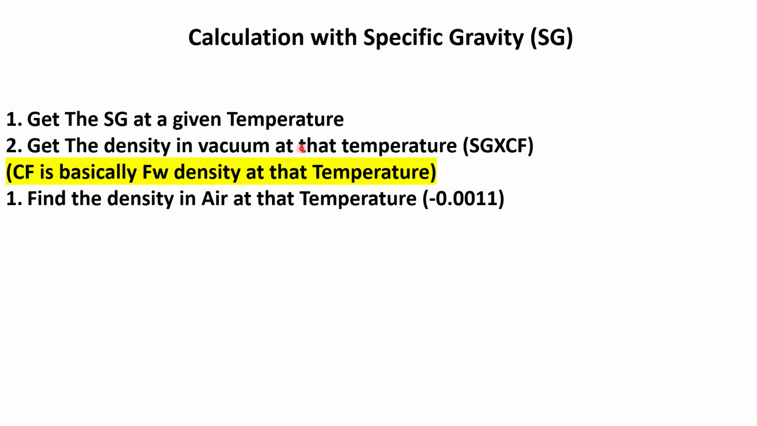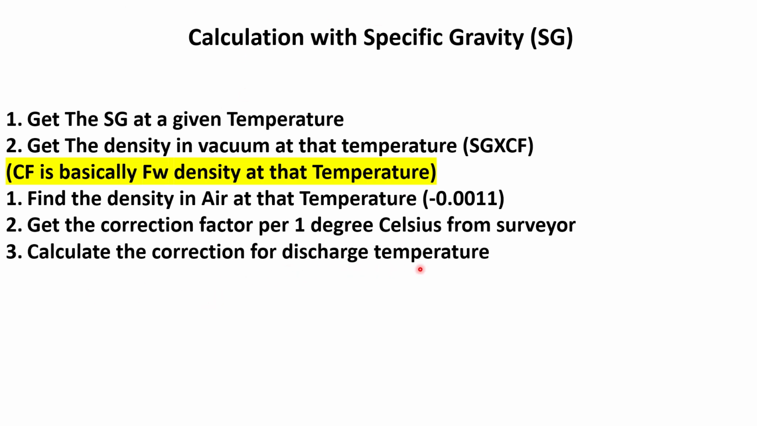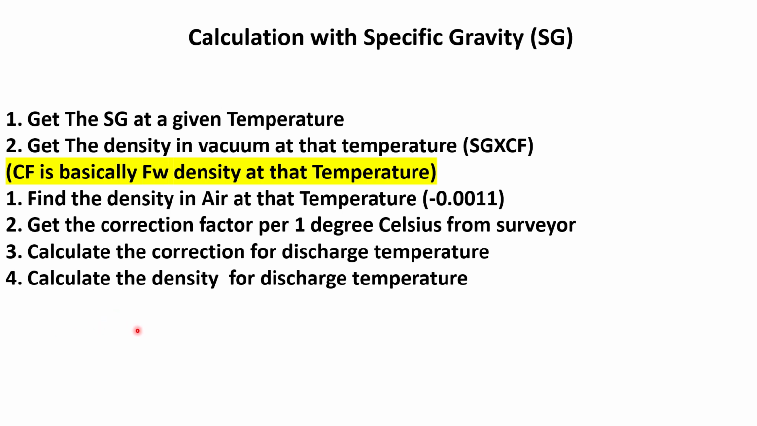Once you get the density in vacuum, you just find the density in air at the temperature. How you get it, you just subtract 0.0011 from that density, and get the correction factor from the surveyor for per degree Celsius. And once you have got that correction factor for 1 degree Celsius, you just calculate the correction factor for discharge temperature, and finally you calculate the density at discharge temperature.